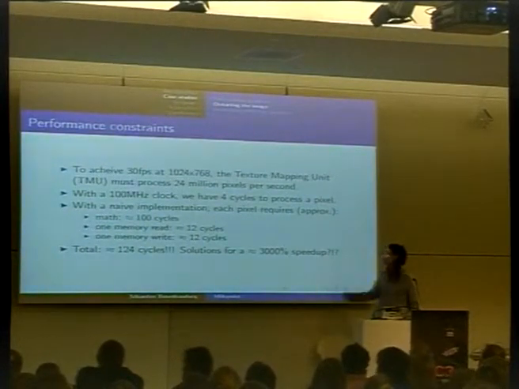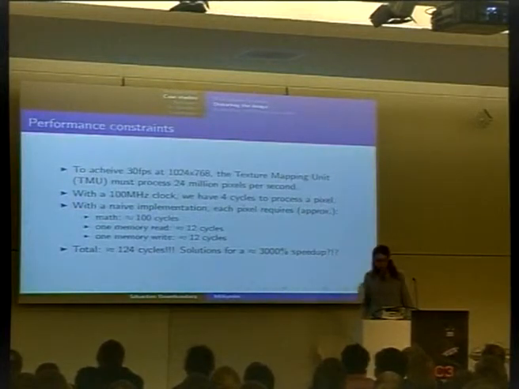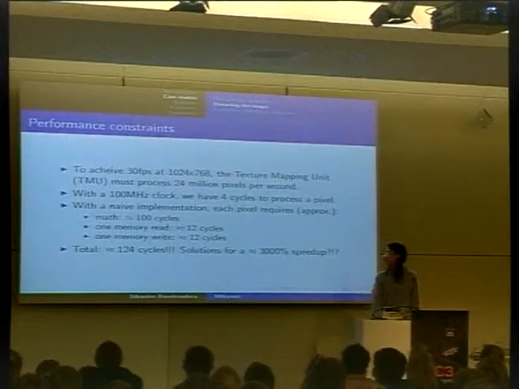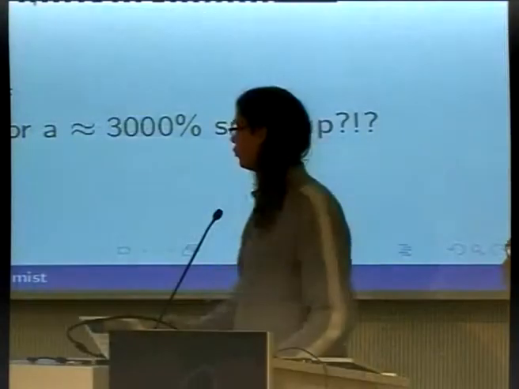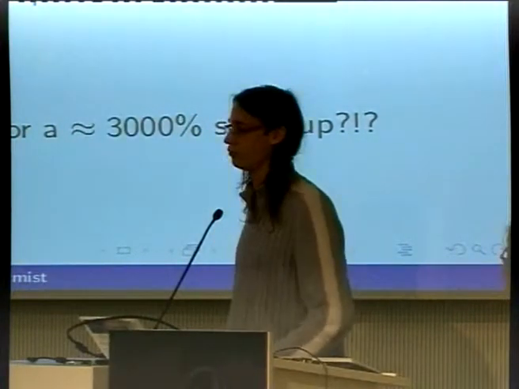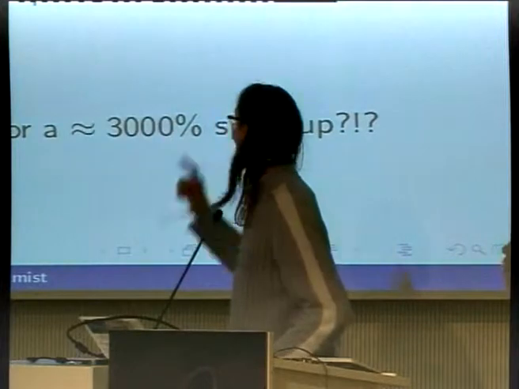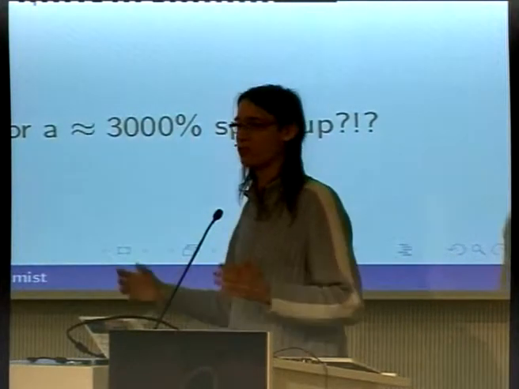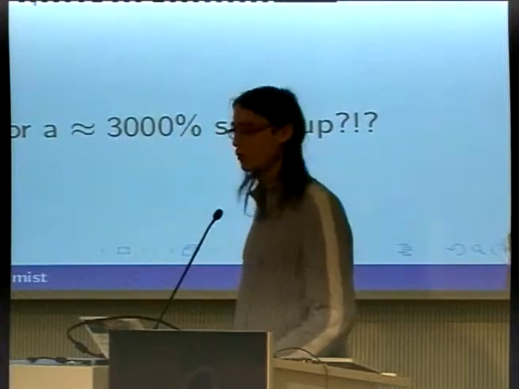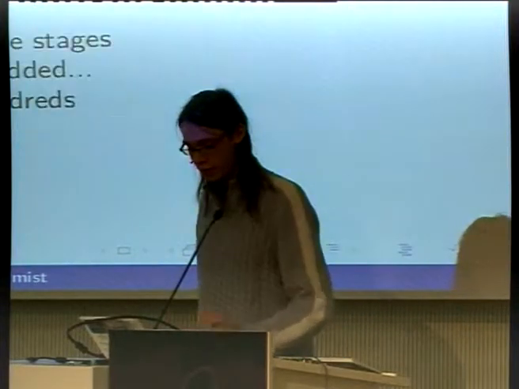If you are doing a naive implementation, which could be software, for each pixel you need 100 cycles of mathematical operations. If you are doing stupid memory access, you need 12 cycles to read your pixel and 12 cycles to write one. So in total, you have 124 cycles if you do it in software. Well, that's not good. You need 4 cycles, and if you do it in software, you have 124. So what can you do for this big speedup that you need?